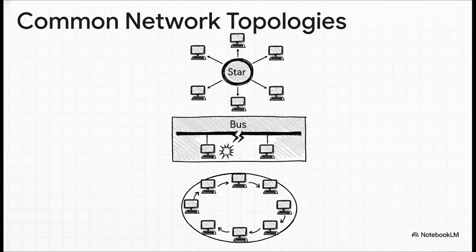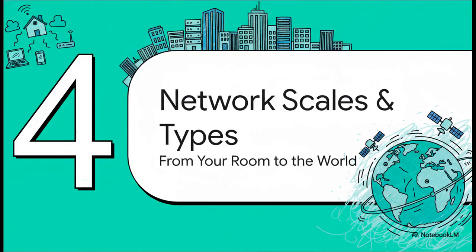With a bus network, everybody just plugs into one main cable. It's cheap, but it's risky. One little break in that cable and everyone's offline. And then there's a ring, where the data just goes around in a circle, passed from one computer to the next. So we've got our blueprint, our topology, but how big is this city that we're building?